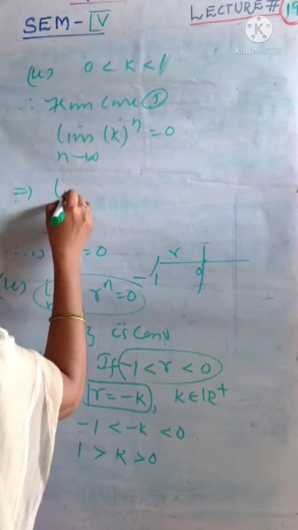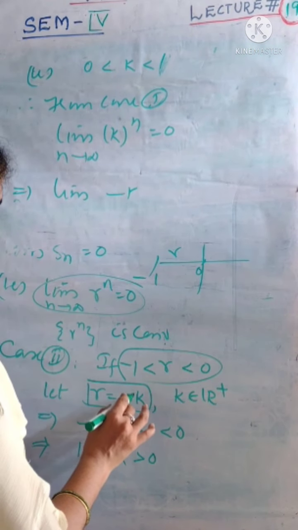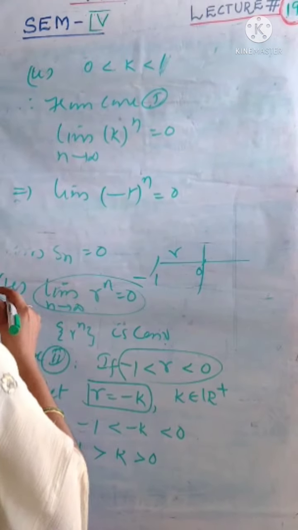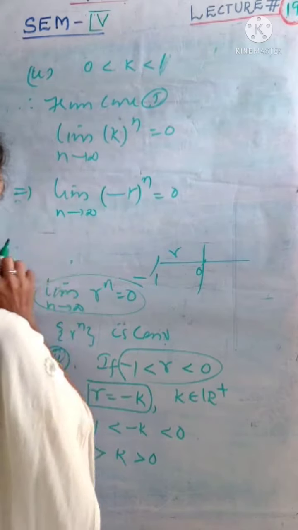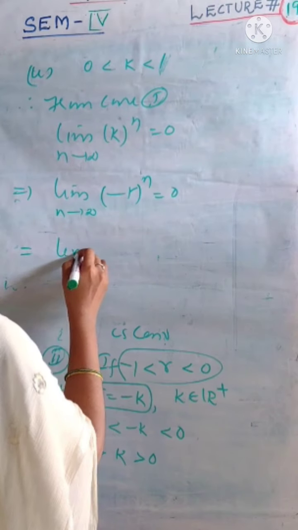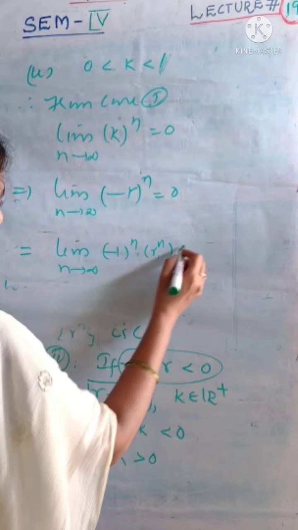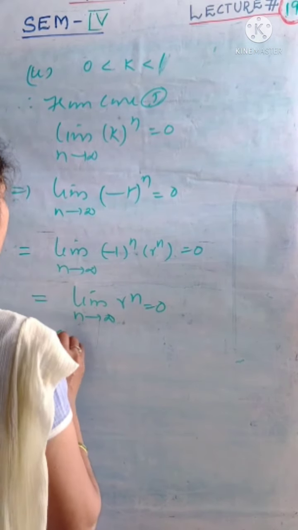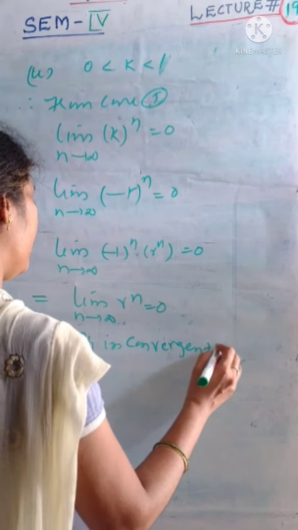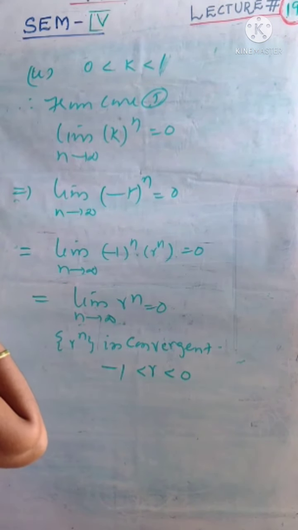What is k? Minus r. Whenever the r value is minus k, then the k value is minus r, and the limit is equal to 0. We can write it as the limit of (minus 1) whole power n into r power n, with n tending to infinity. Here also our sequence r power n is convergent when r is in between 0 and minus 1.